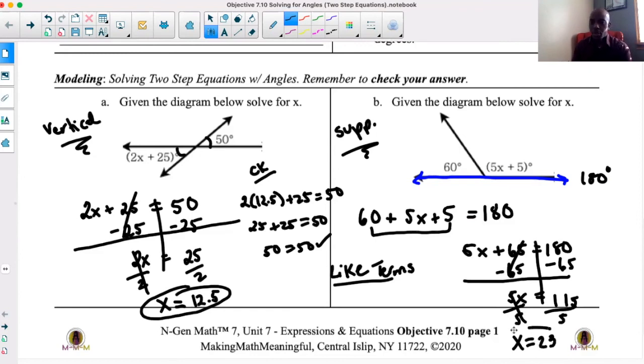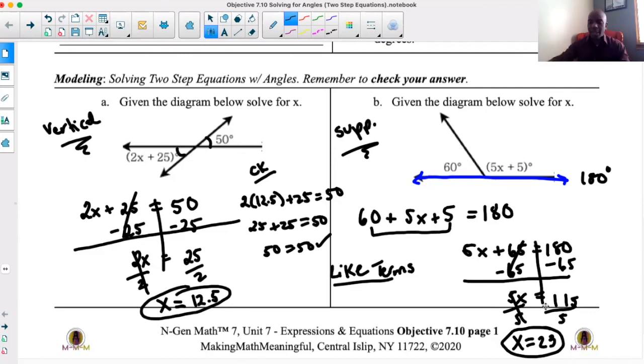Awesome. And as usual, we want to make sure we go back and check our answer to make sure that works. Now, ladies and gentlemen, the biggest thing in this worksheet is make sure you identify what kind of angles you're looking at: vertical, supplementary, complementary. Then make sure you either set it equal to each other, equal to 180, or equal to 90. If there are like terms, like in this one where you need to combine, make sure you combine correctly.